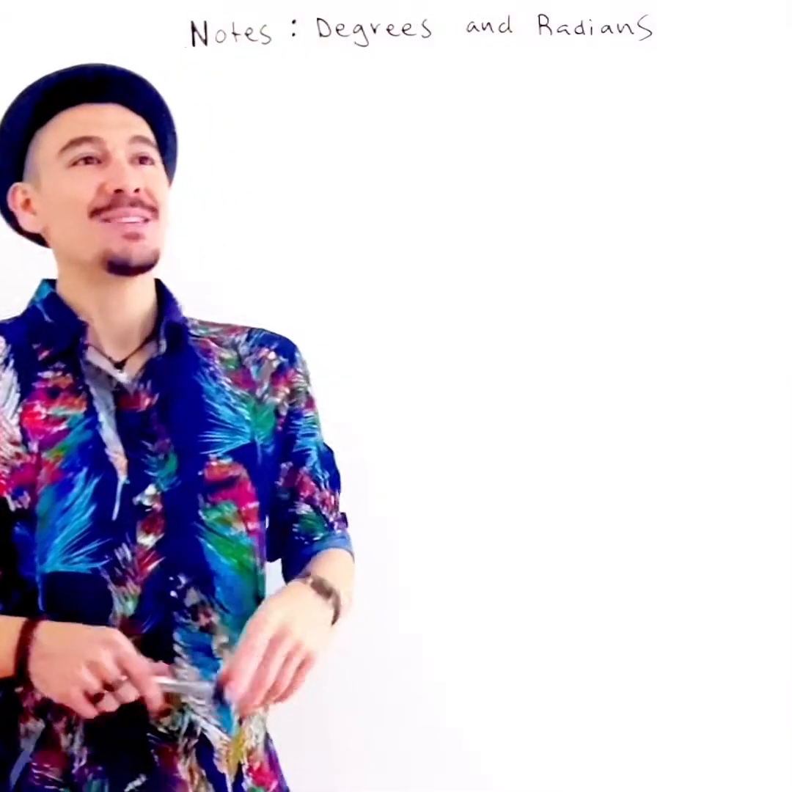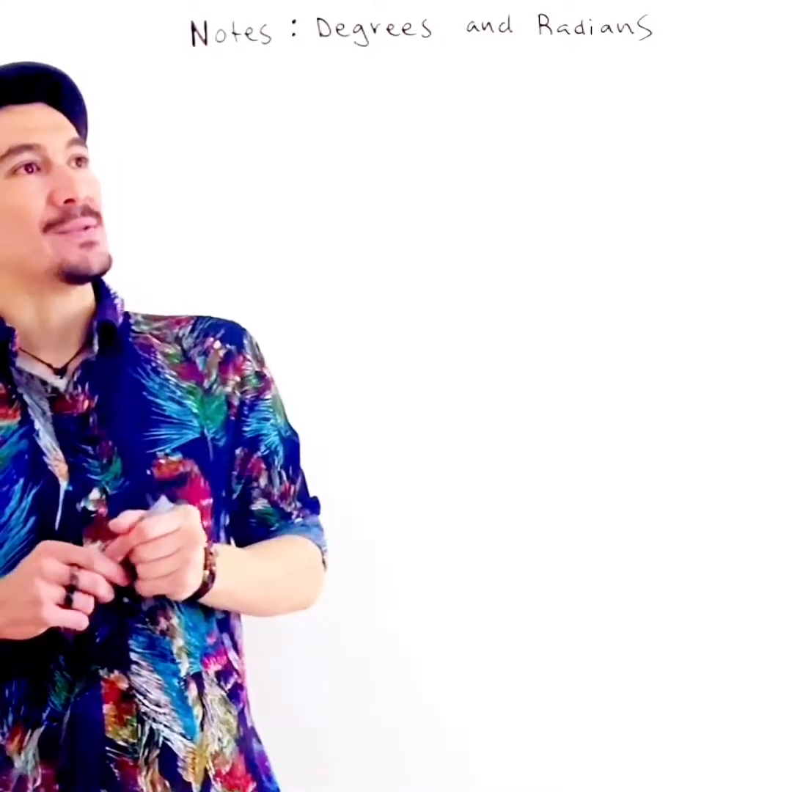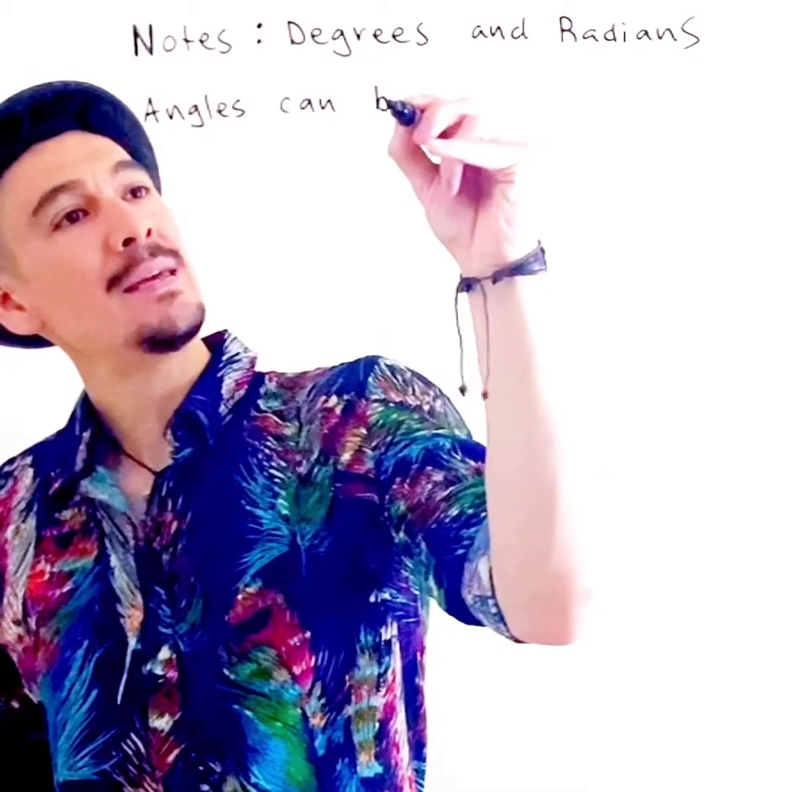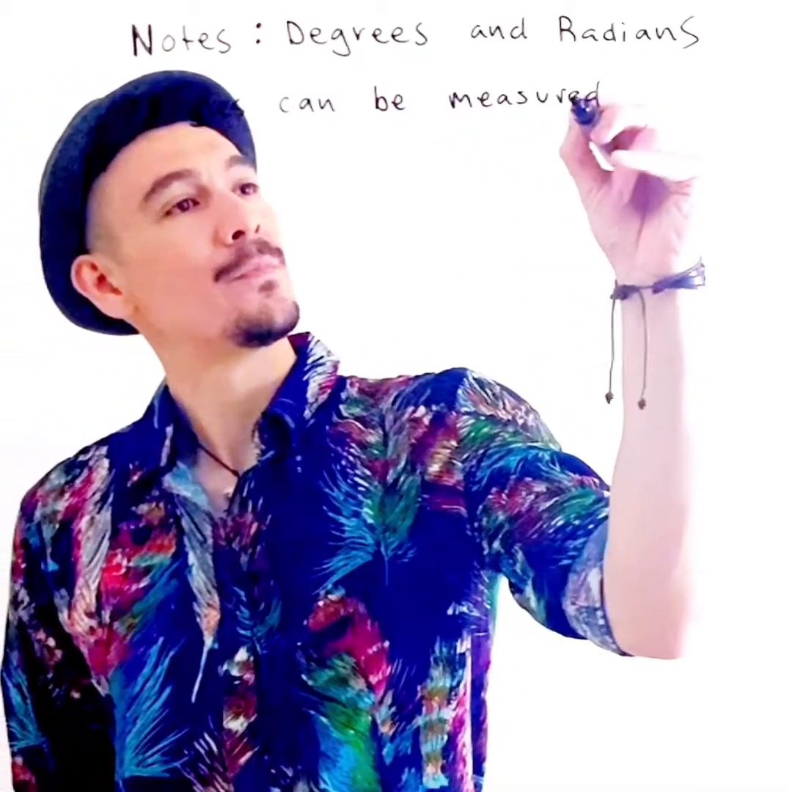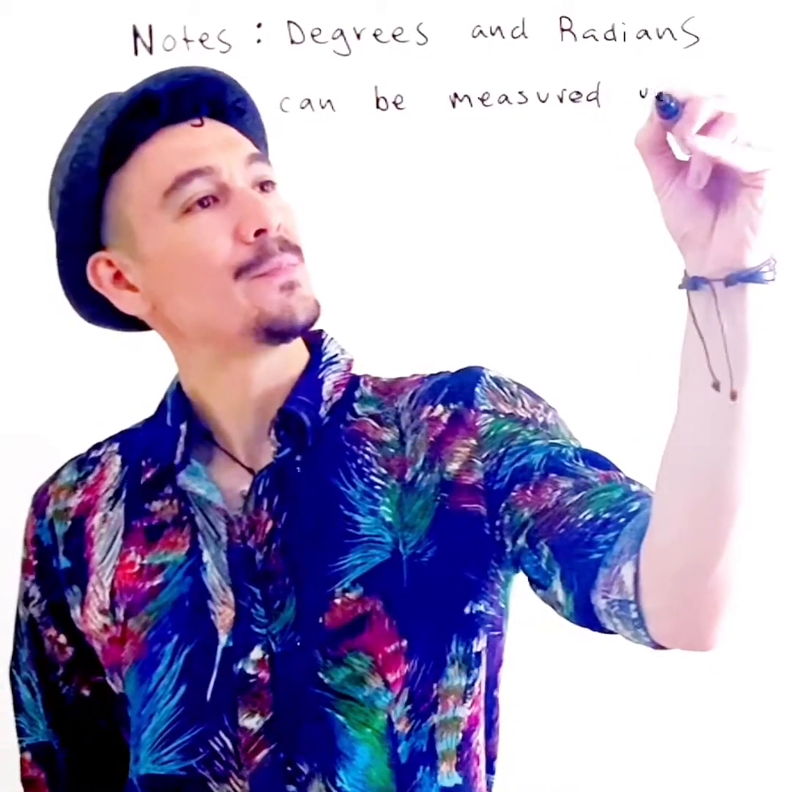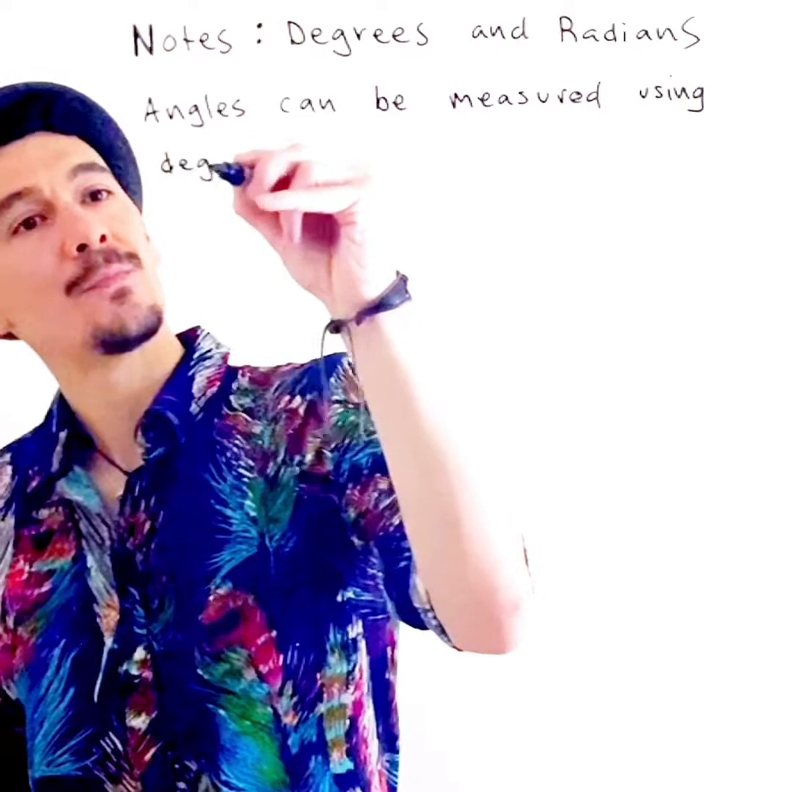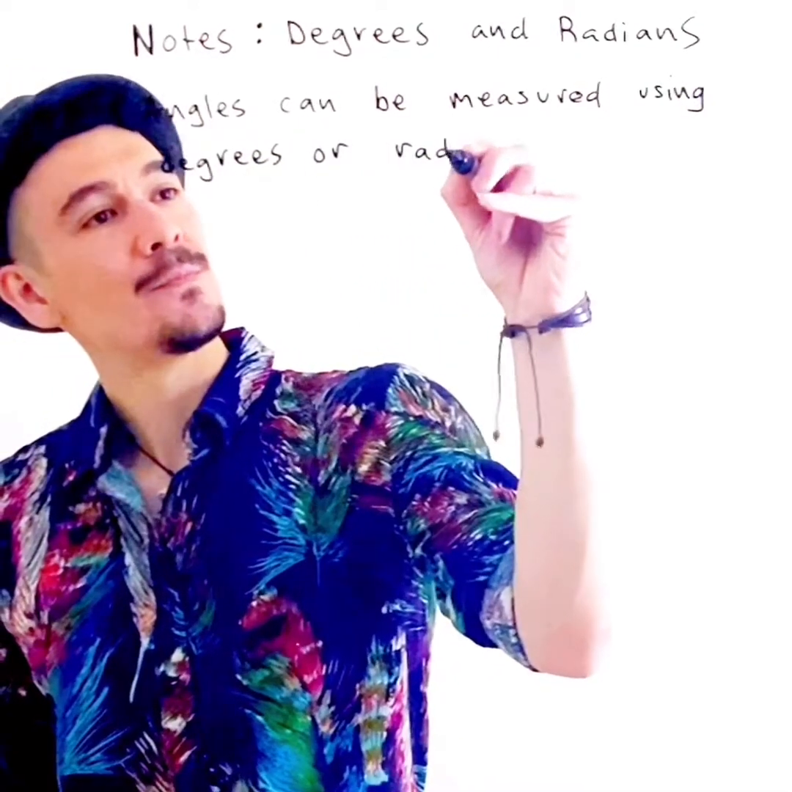Welcome back. So here is your title for today, Degrees and Radians. Angles can be measured using degrees or radians.